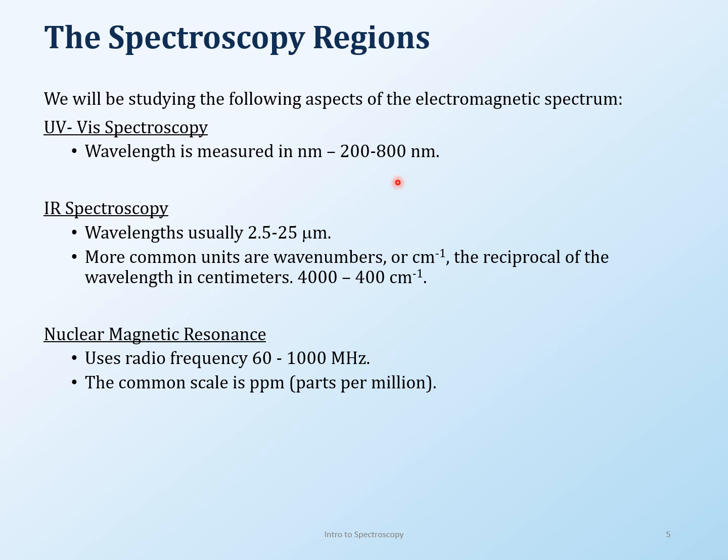Okay, so what are the regions? Now, in case you want to remember this, this is fine, but this will come up again when we start doing the spectroscopy. But here is the wavelength for UV vis. Here are the wavelengths for IR spectroscopy. But in IR spectroscopy, we actually use wave numbers, which is 1 over wavelength. So that's kind of frequency. And in NMR, we use frequency, not wavelength, as our measurement, and that's in hertz, okay, or megahertz. So anyhow, those are the spectroscopy regions that we're going to be learning about.